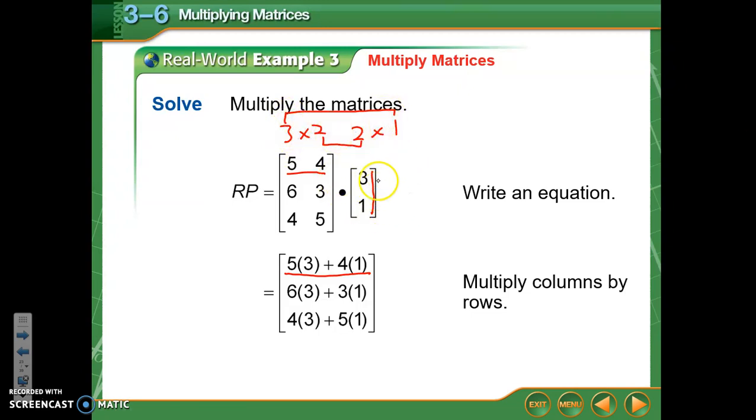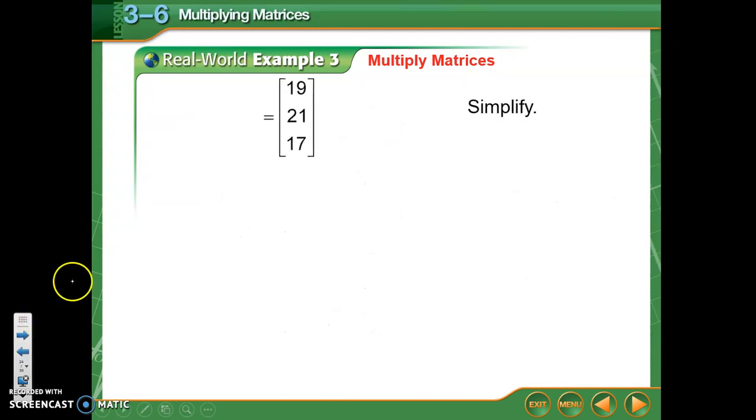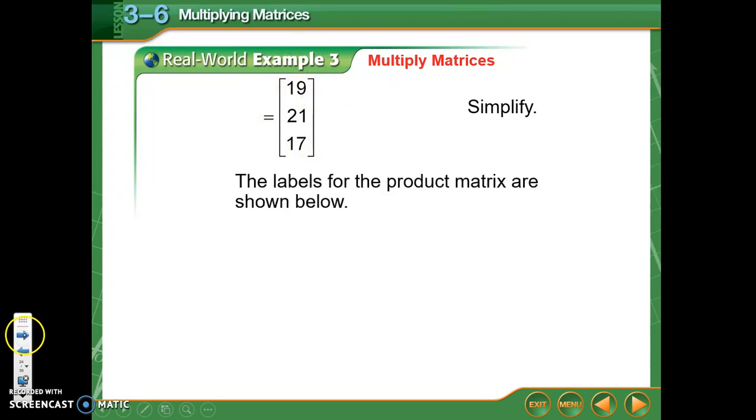There's not a second column in my matrix here to multiply by, so I move on to the second row times this column. So 6 times 3 plus 3 times 1, that goes right here. And then I'm going to do my third row times this column, 4 times 3 plus 5 times 1, and that goes right here. Then we just simplify that, and my final answer is a 3 by 1 matrix, 3 rows, 1 column.